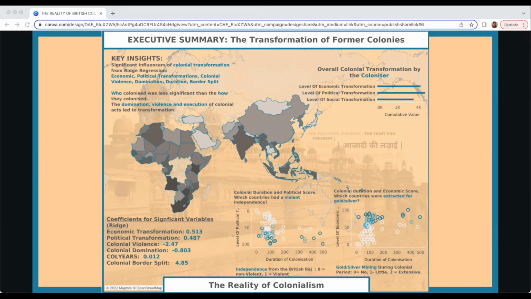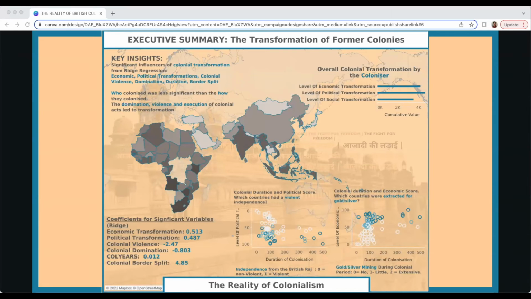And what we can also see in this case is that I used a ridge regression just because I wanted to avoid the issue of multicollinearity. And you can see the coefficients for significant variables, and this shows which were the variables that were most likely to impact the transformation of a colony today. So over here, you can see economic transformation was really, really high up. Political transformation was extremely significant, and so was colonial border split.